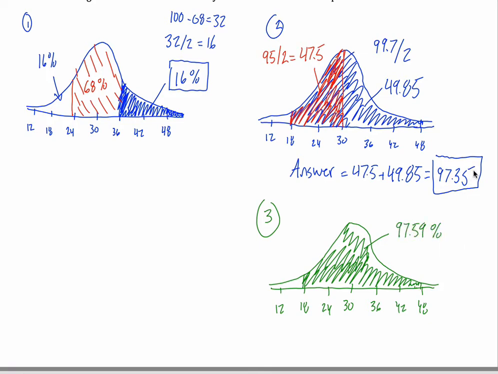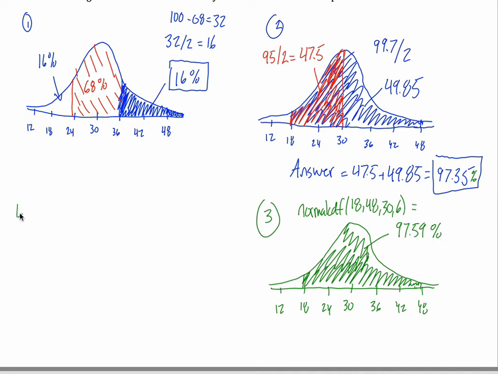I guess these are all percentages. So note that it's pretty similar to the answer that you got here, but slightly off. Instead of 97.35, it's 97.59. I think I said to explain how you got your answer. So I guess you could say it was normalCDF. Lower bound was 18. Upper bound was 48. Center was 30. Spread was 6. And that gives you this.